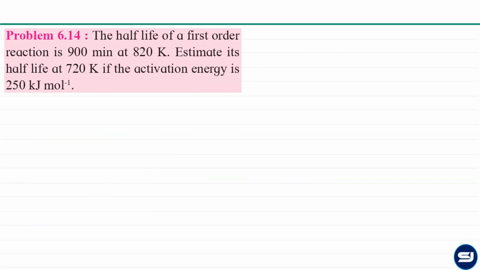The half-life of a first-order reaction is 900 minutes at 820 Kelvin. Estimate its half-life at 720 Kelvin if the activation energy is 250 kilojoule per mole. Again, what is the hint? क्या बोला मैंने? 2 फॉर्मूला कैसे सिलेक्ट करना है उसके लिए क्या हिंट दिया मैंने? 2 temperatures are given. खत्म. तो फॉर्मूला नंबर 2 is to be used.